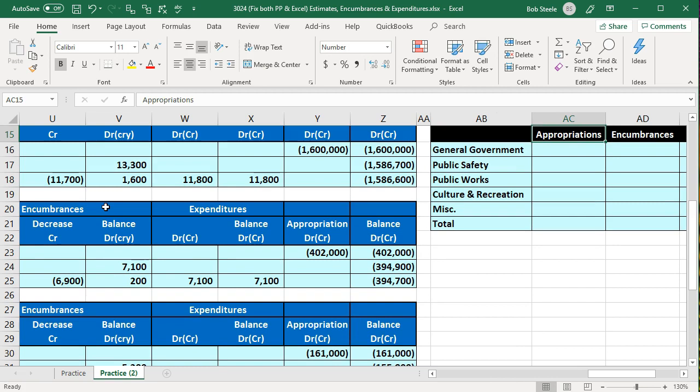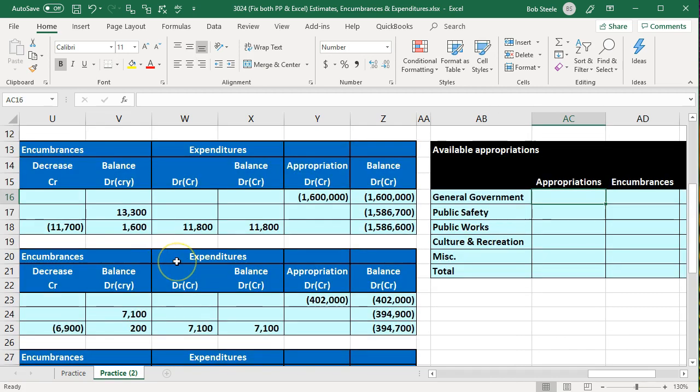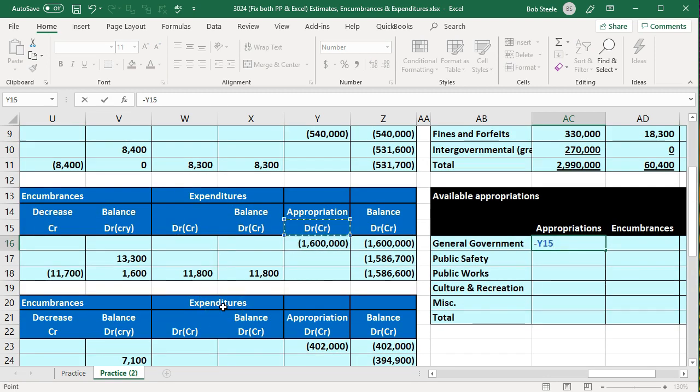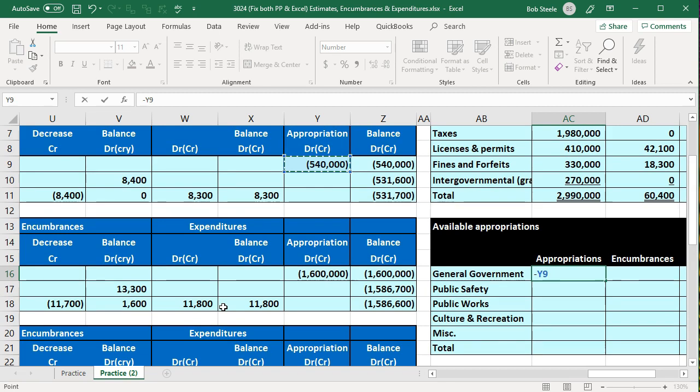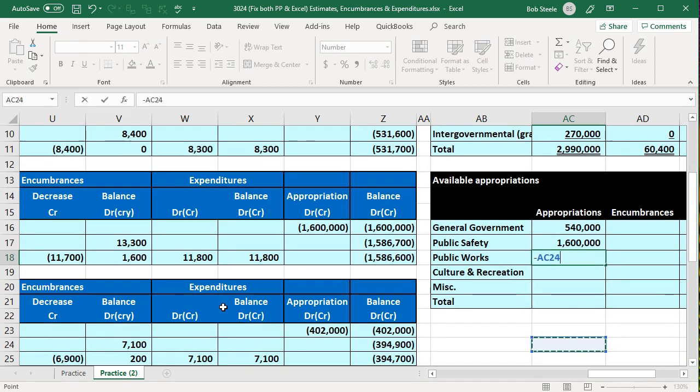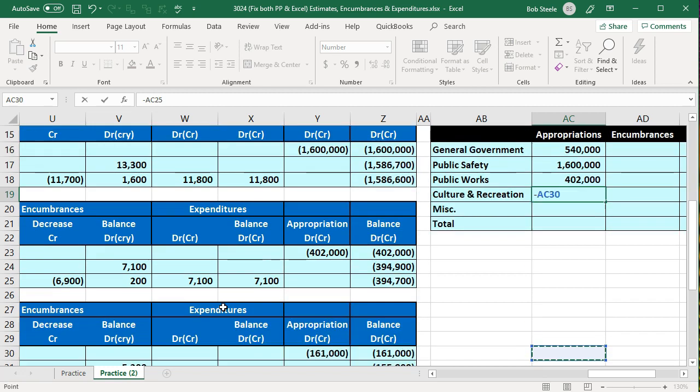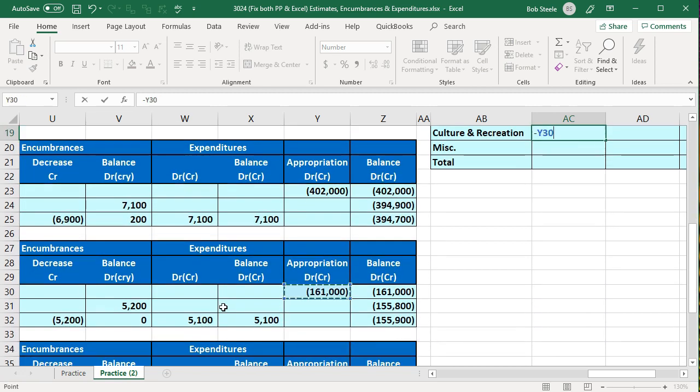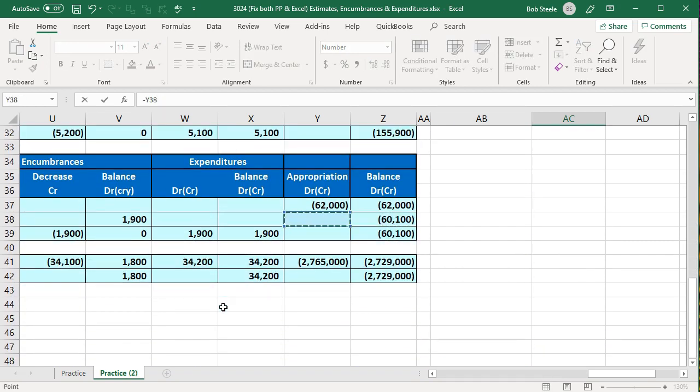The appropriations, I'm going to say negative in order to flip the sign because they're on as a credit. For the governmental was up top. Actually, it's the 540. And then for the public safety, it's going to be this item, negative of the culture and recreation. That was the public works. Is going to be this one. And then miscellaneous is going to be the 62.